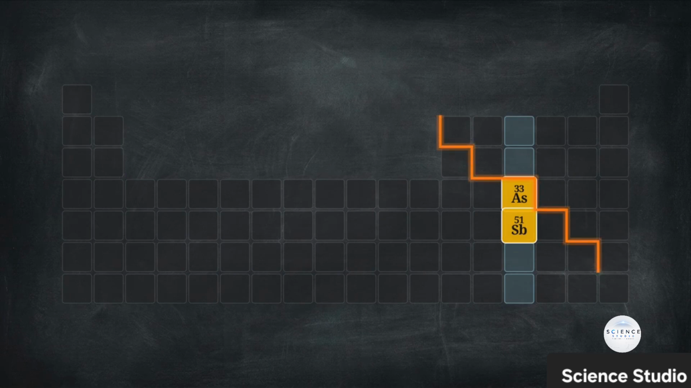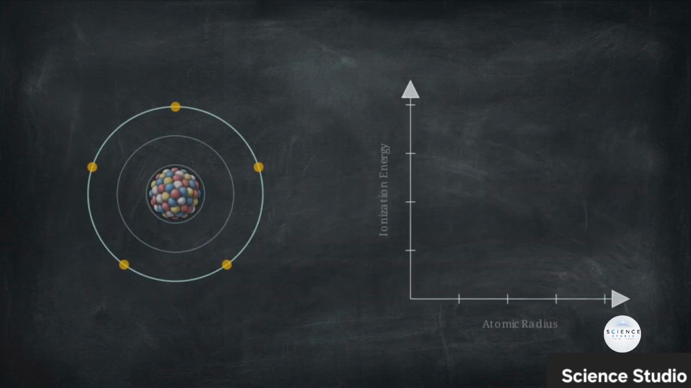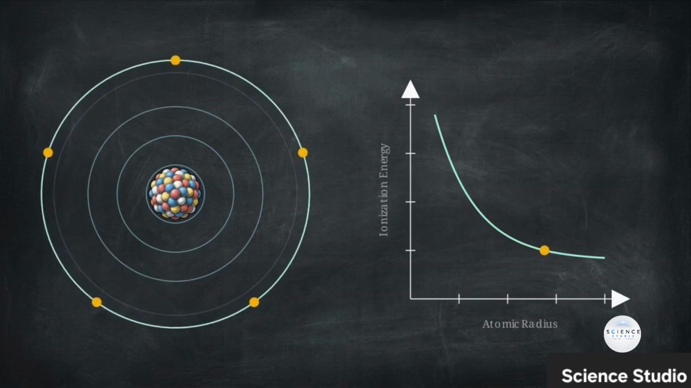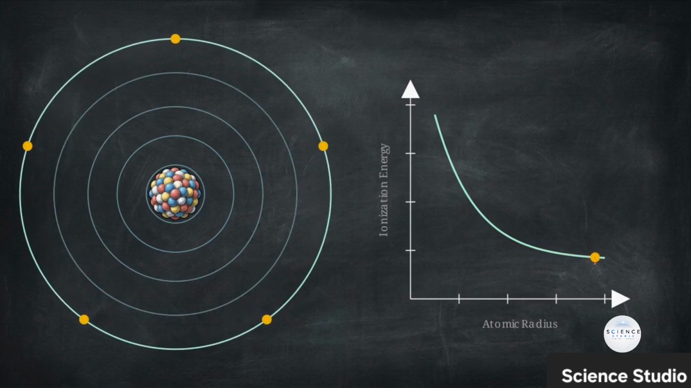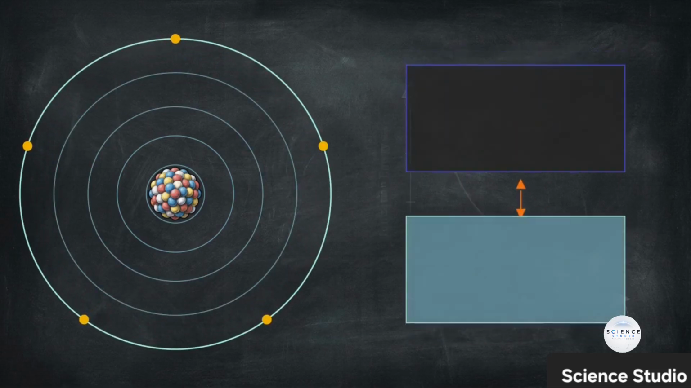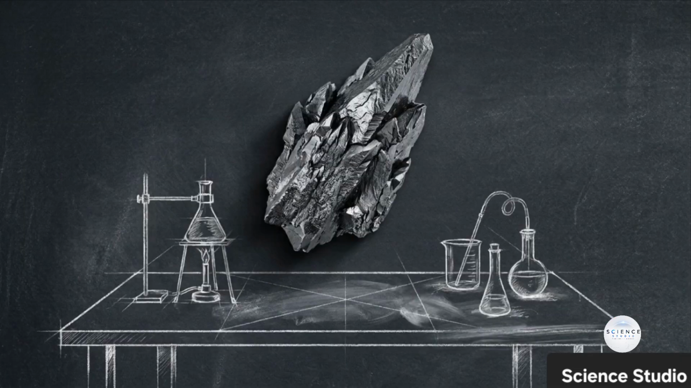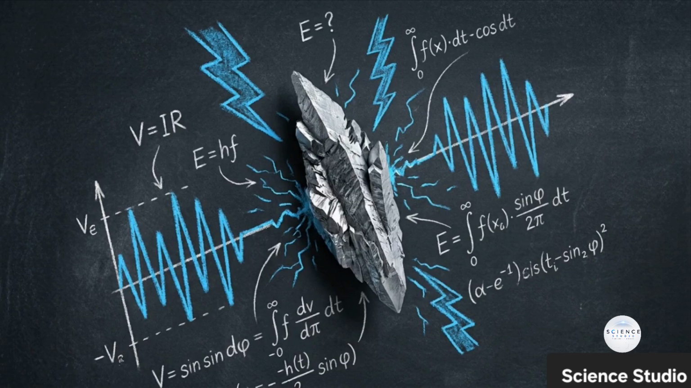This zone is the metalloid boundary, where electrical conductivity begins to change. Inner electron shielding pushes the outermost valence shell further from the nucleus. Consequently, the energy required to remove an electron drops. This creates a band gap, the energy barrier between a full valence band and the empty conduction band. Arsenic possesses an intermediate band gap. It acts as an insulator under normal conditions, but with a specific input of voltage, electrons jump the gap, making it a semiconductor highly efficient for high-frequency electronics.